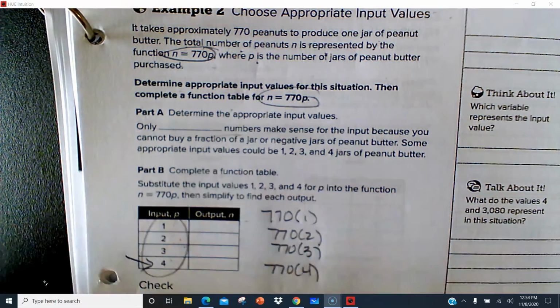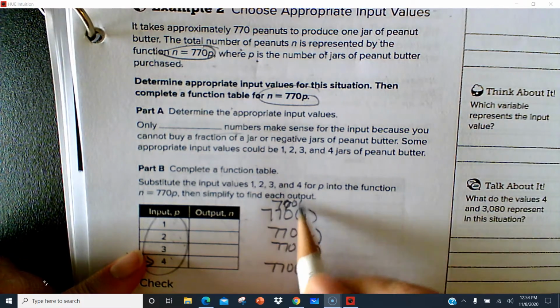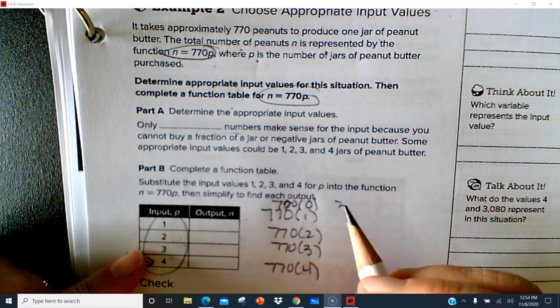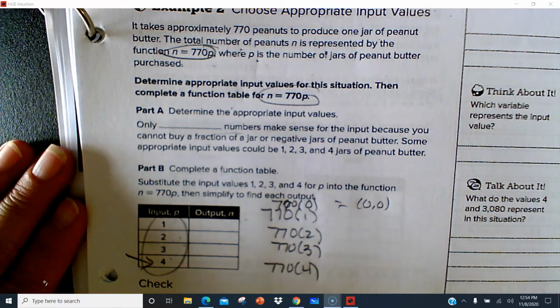And this is a direct proportion. If I put in the number 0, 770 times 0, out will come 0. So that's my 0. So as you do it, understand that that's what happens.